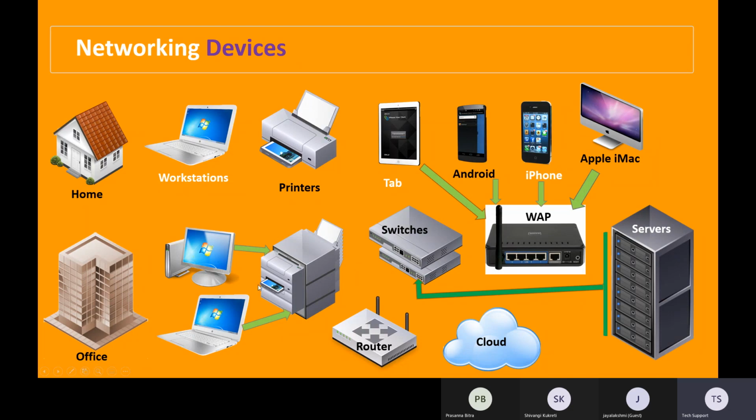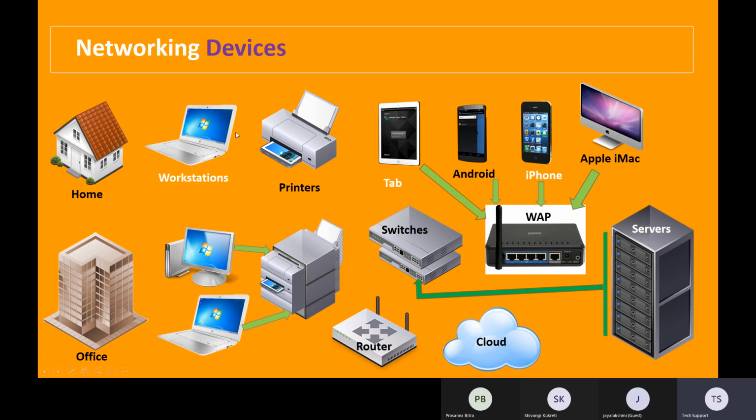When it comes to the office, the printers are not like a home printer; they are big printers. The only difference is that with home printers we can print a maximum of A4 size paper, while with office printers we can print not only A4 but also A3 size papers, big size papers. And there are some other home networking devices, tabs and also mobiles. You can use either Android or iPhone, any kind of mobile.